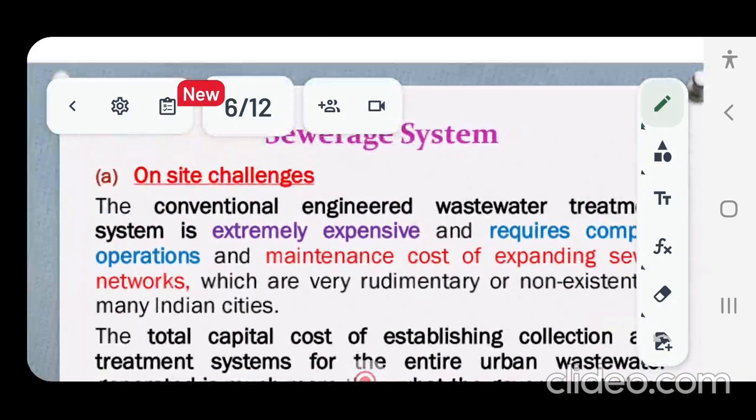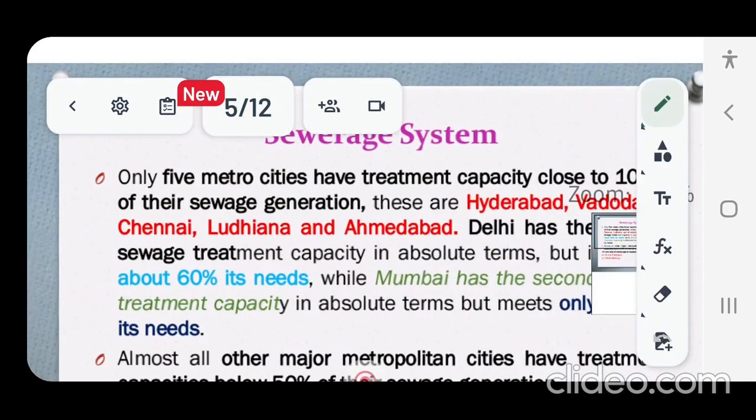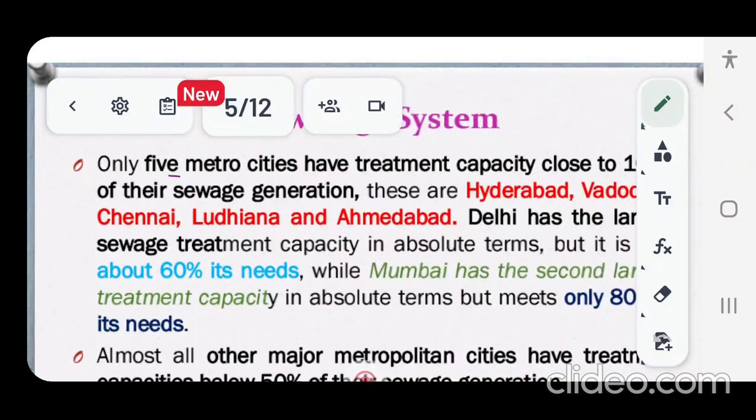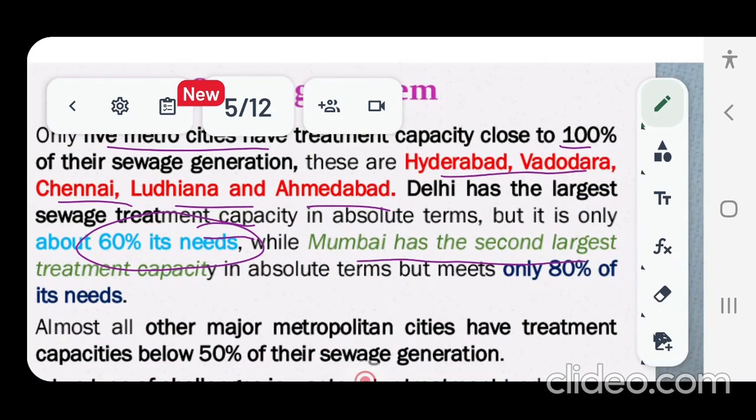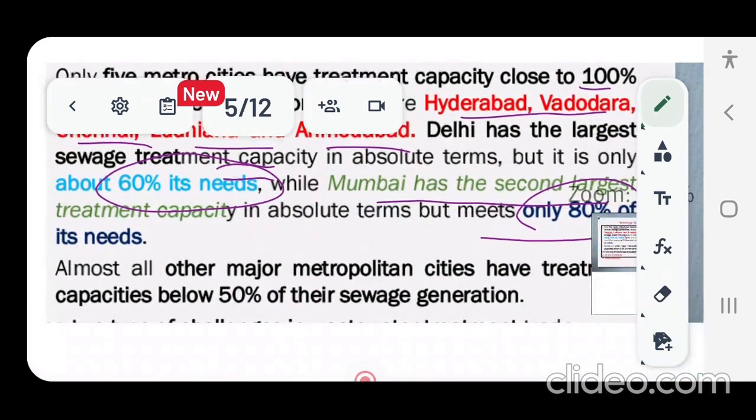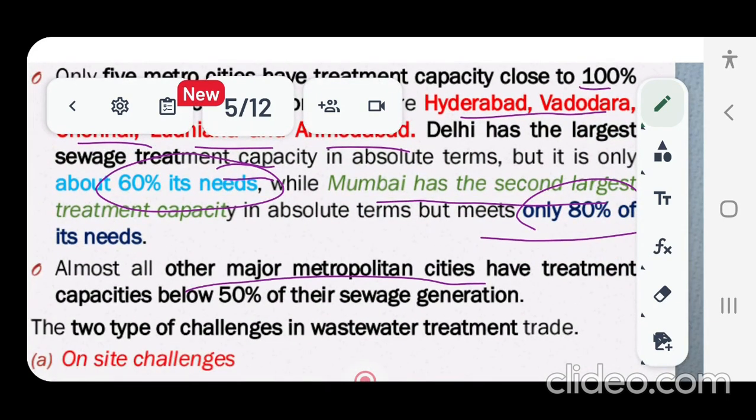The challenges, as you see: only 5 metro cities with treatment capacity close to 100% exist. These cities are Hyderabad, Vadodara, Chennai, Ludhiana and Ahmedabad. Delhi has the largest sewage treatment capacity, but it meets the needs of only about 60%, while Mumbai is in the second position, but its treatment capacity meets the needs of only 80%. Almost all the other major metropolitan cities have treatment capacities below 50%.